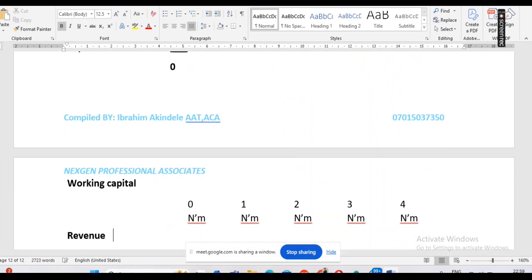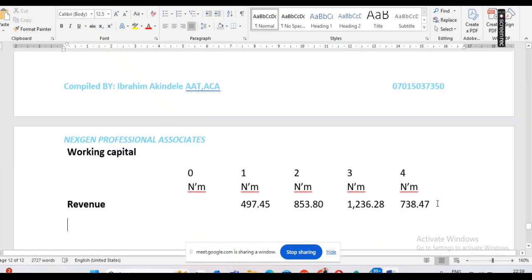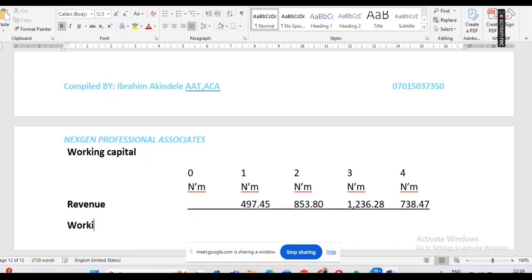Revenue. So we need to charge 20% on it, right? So 20%. So let me close this. Let me quickly close this so that you will not okay. So the working capital, 20%, right? 20% of revenue.